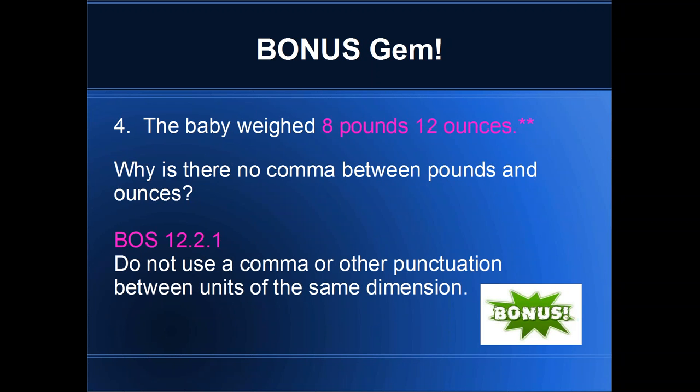It actually says, do not use a comma or other punctuation between units of the same dimension. So that's 12.2.1, and you'll see it if you flip there electronically or otherwise, and of course we're not going further down there today, but I just wanted to point it out because it's perfect timing. If you go there in terms of basic units and properties, it'll tell you not to use a comma or other punctuation between that.